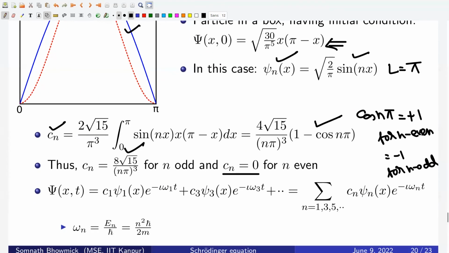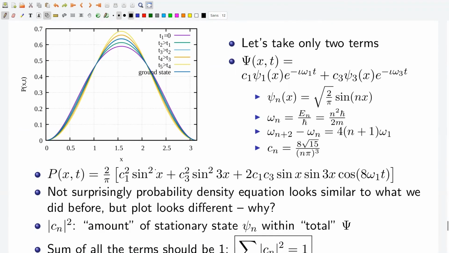Now, we write the psi of x,t as a superposition of all the stationary states. So this turns out to be C1 psi 1 of x times e power minus i omega 1 t, and then the C2 term is 0 because the even terms are 0, and then we get C3 and so on. And in the compact form, we can write it like this. Let us take only two terms in the expansion, the ground state and only one excited state. Keep in mind that we are using L equal to pi.